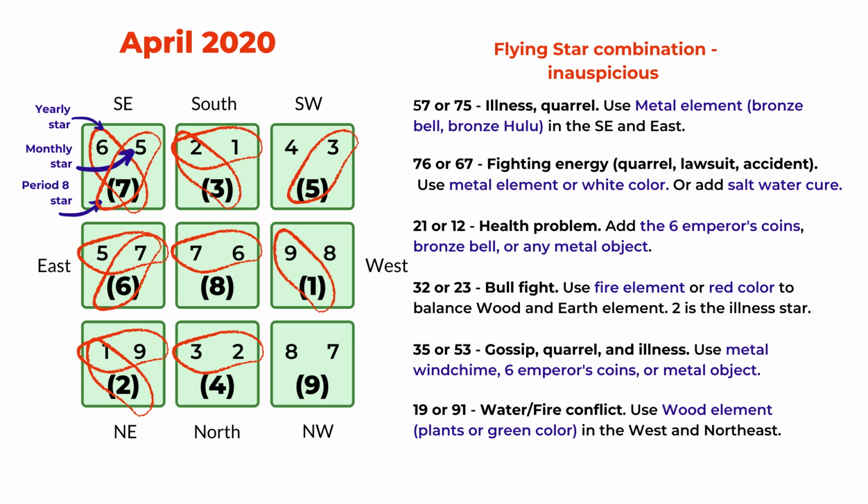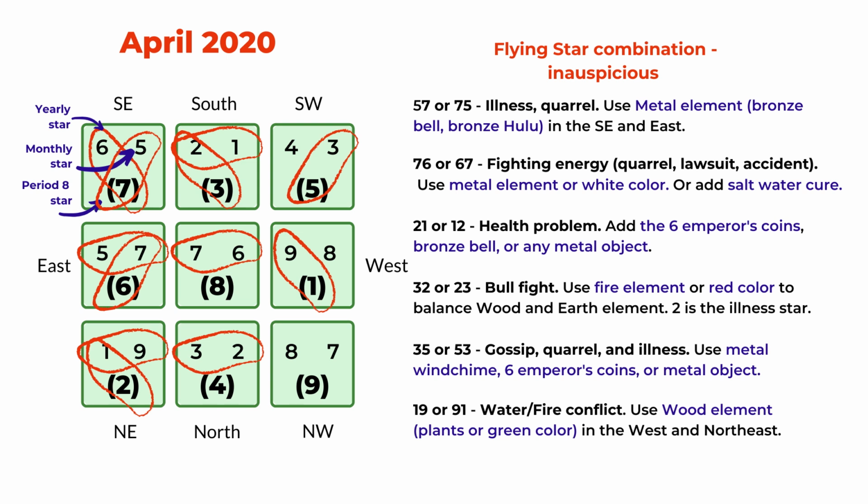And the number 5 yellow star also flies to the southeast in the month of April. So that's also an indication of health problem or all kinds of misfortune. And to reduce the number 2 or number 5 star's energy, we can use any metal objects, including bronze bell, bronze wind chime, or a metal clock. And the salt water cure is another option.